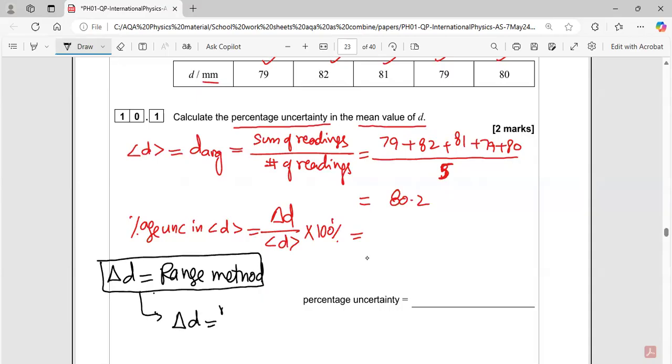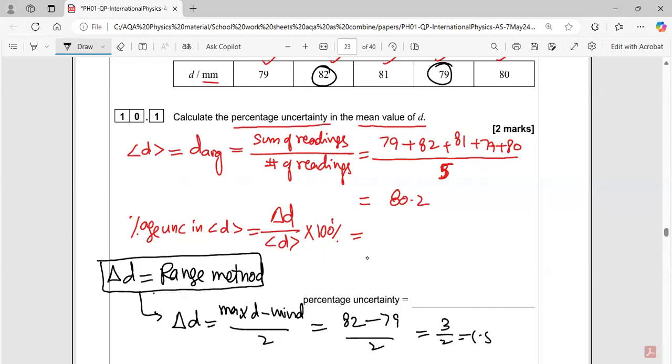Absolute uncertainty is equal to maximum D minus minimum D divided by 2. So the maximum D from here is 82 and the minimum is what? 79, and you divide it with 2. So this is like 3 over 2, this is 1.5. So what you're going to do is divide 1.5 with 80.2 and multiply it with 100 to get the answer, right?